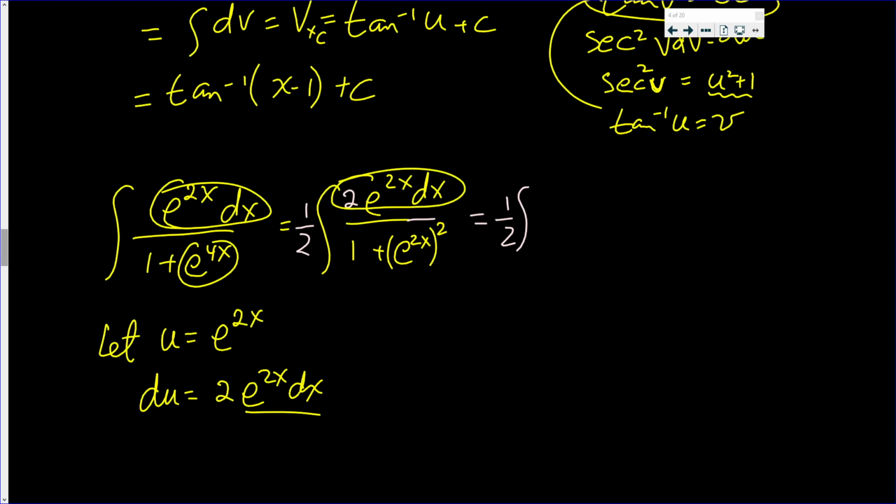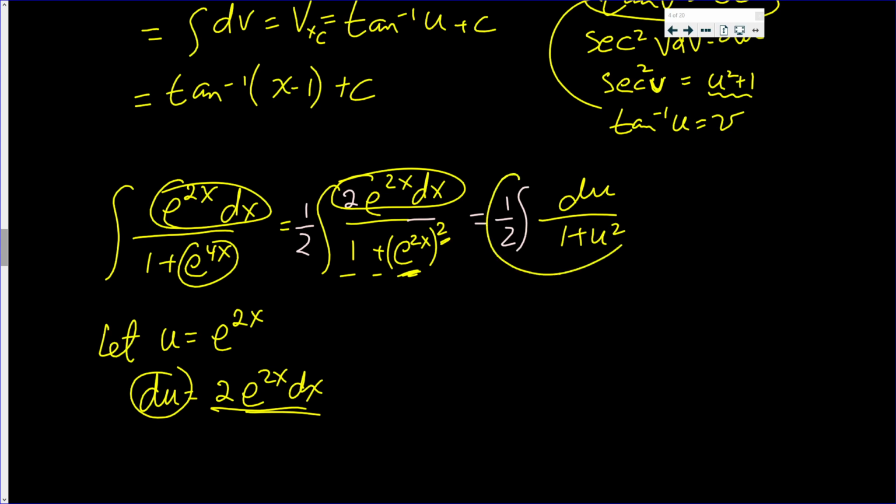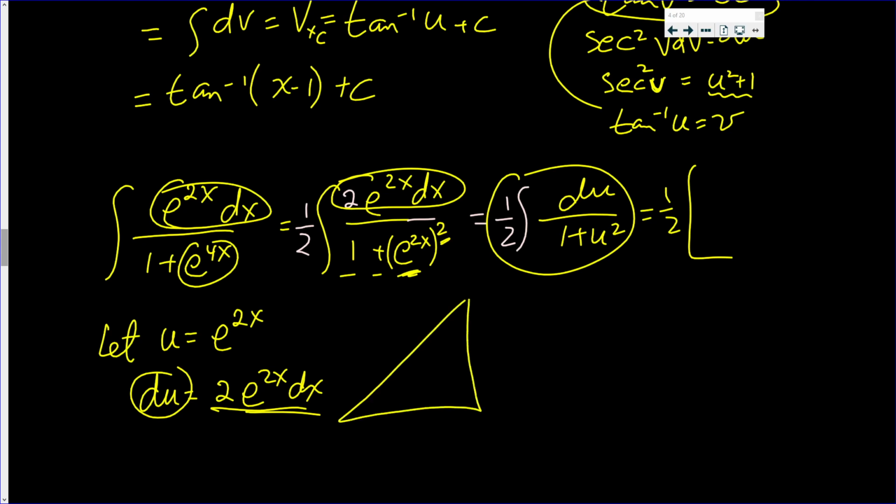2 e to the 2x dx, that's du. And in the bottom I have 1 plus u squared. Okay, let us figure out what that is. It's going to be 1/2 of something. So we draw a triangle. We'll call the angle V.